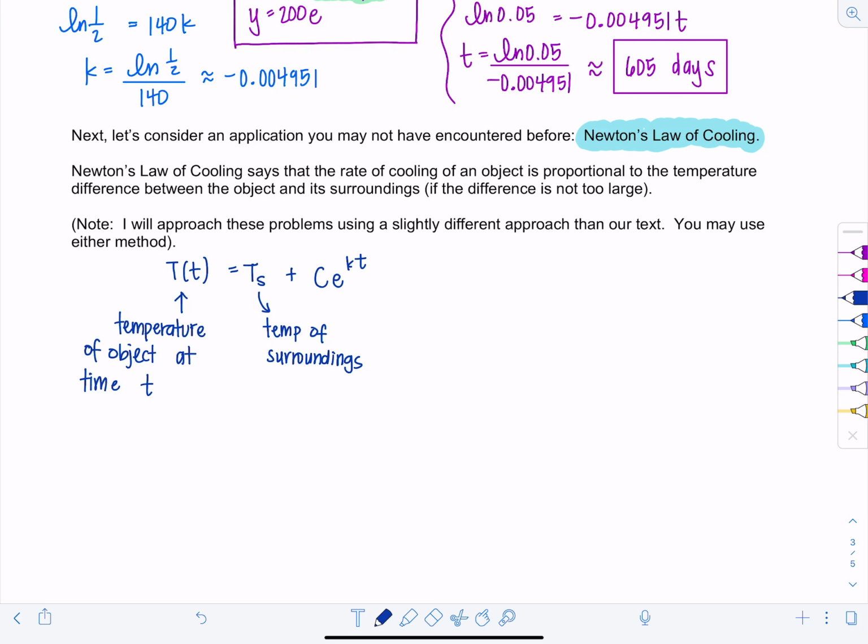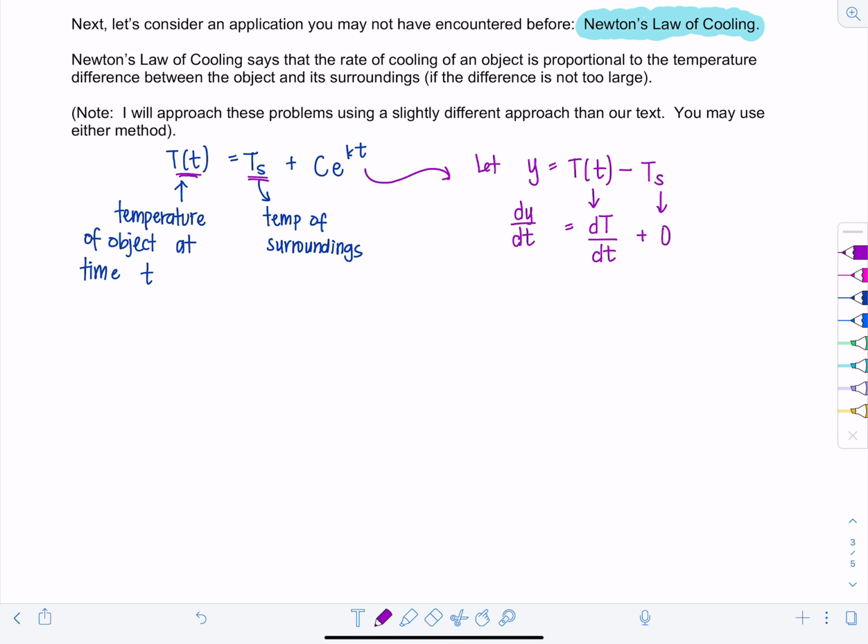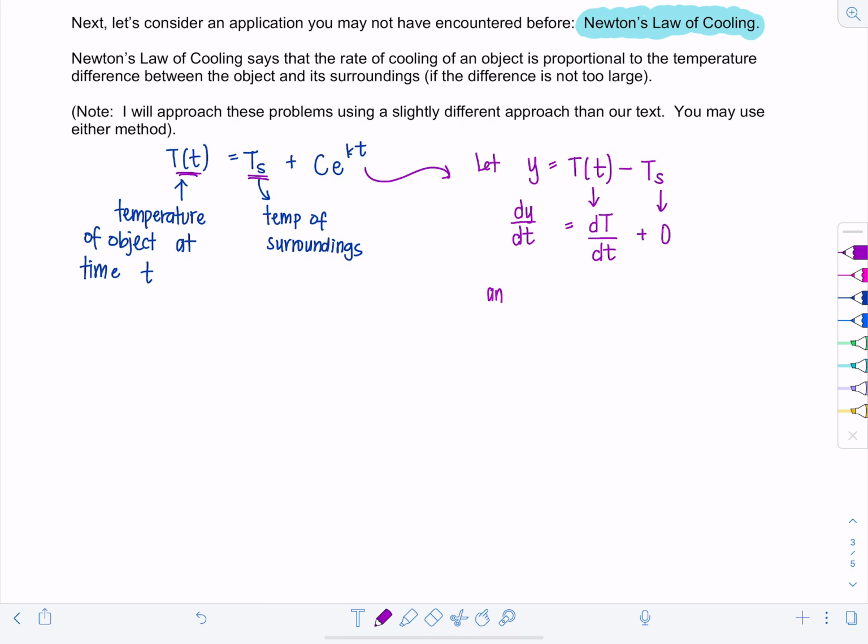Why do we do this? Okay. Well, I'm going to let y equal T of t minus T sub s. So basically I'm taking this, subtracting this, setting it equal to y. I know dy/dt would equal the derivative of capital T, so dT/dt, plus T sub s is just a constant. It's the temperature of its surroundings. And what does Newton say?